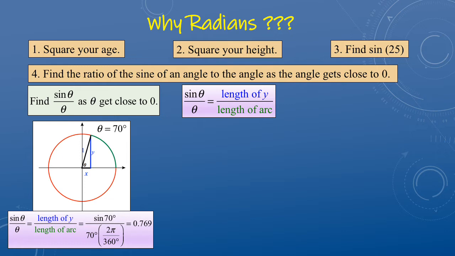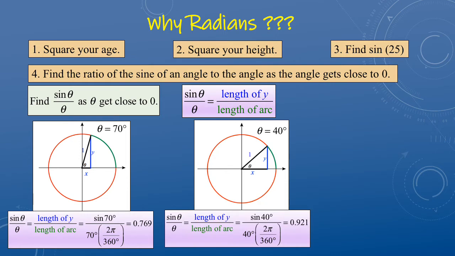So when theta is equal to 70 degrees, we are looking at the length of y, which is in blue, over the length of arc, which is in green. And that will equal the sine of 70 degrees over the length of the arc, which is 70 degrees times 2 pi over 360 degrees, as we must be in radians. Note that we don't have to change the 70 degrees upstairs to radians because we are simply taking the sine of it. Whether we change it to radians or not, the sine of 70 degrees is equal to sine of 70 degrees in radians. So when we do the calculation, we end up getting the ratio of the sine theta to theta is 0.769.